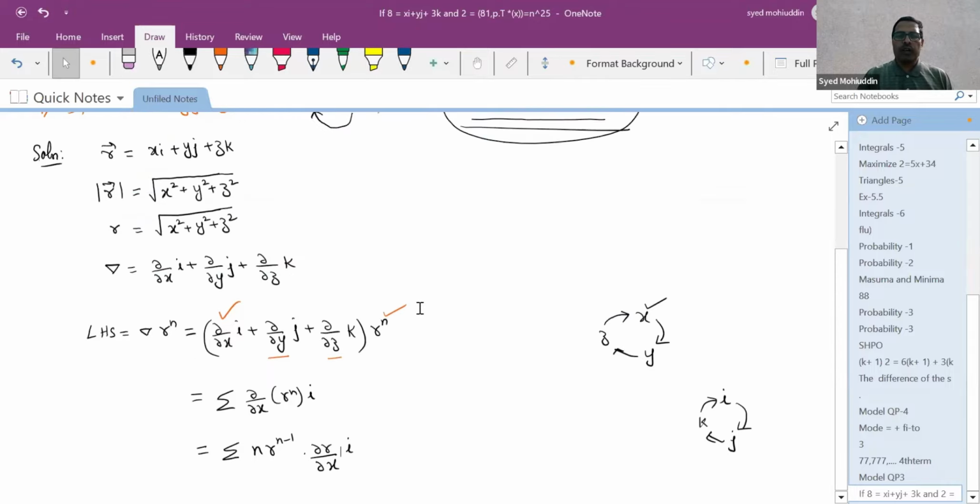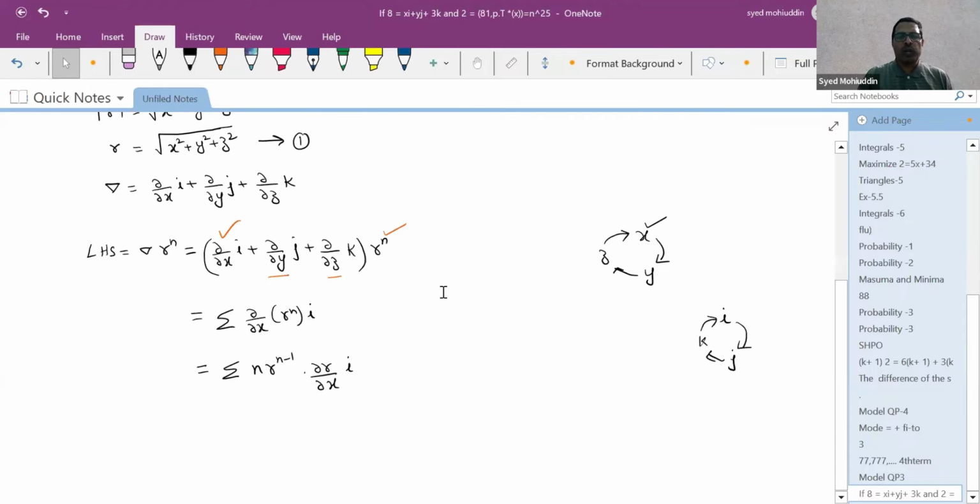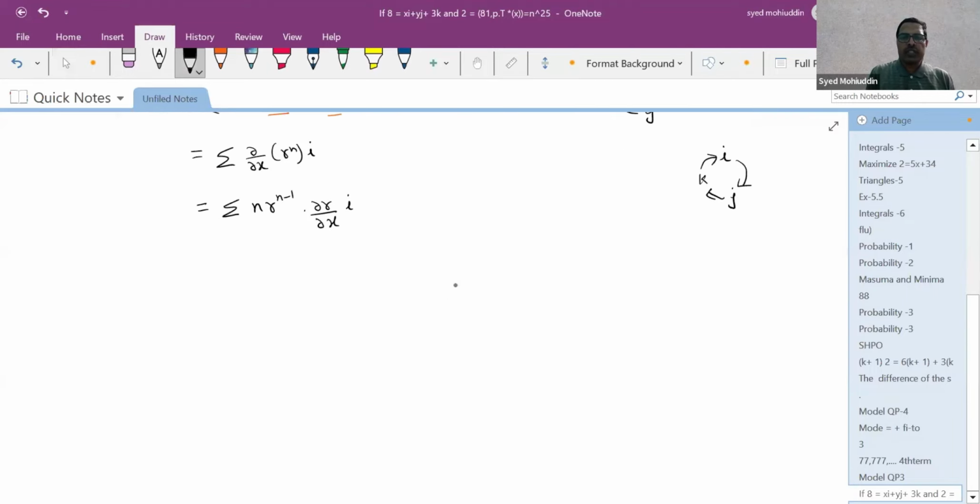From where? From this particular equation. Let me take this as equation number 1. Because there is a square root over here, differentiating it will become a bit difficult. It is better to remove the square root, and the best way is to square both sides. So we'll square equation number 1 and take this as equation number 2. Squaring equation number 1, r will become r square and the square root will cancel out. We'll be left with x square plus y square plus z square.